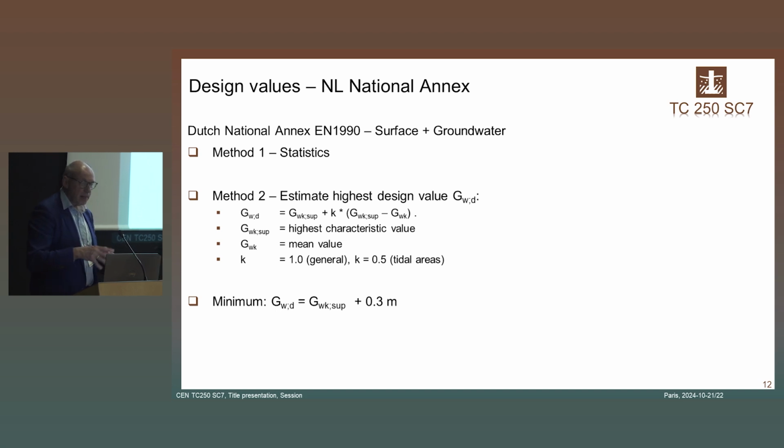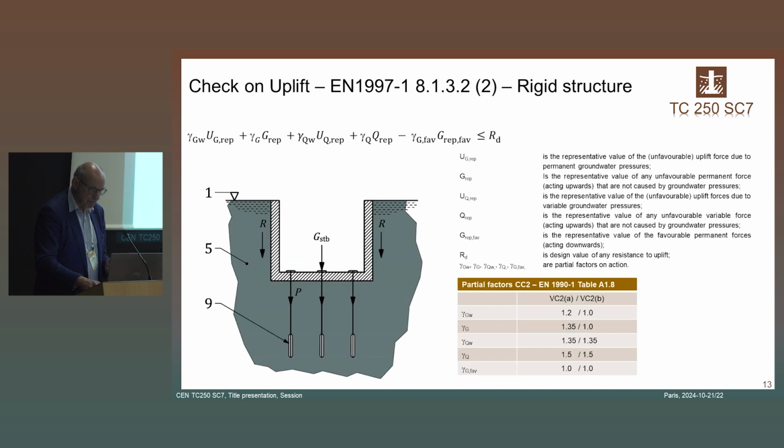G_WK sub, and then a factor between the representative and the average we put on top of it. So it's 1 or 0.5. These kinds of estimates are very useful in practice, but sometimes you have to be very much aware of whether it works in your case. And check uplift. I think Joachim will talk about this in later sessions.